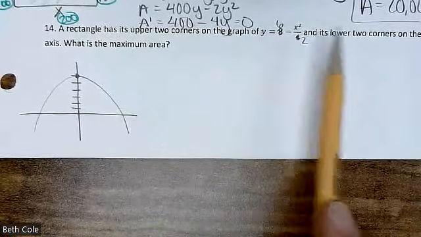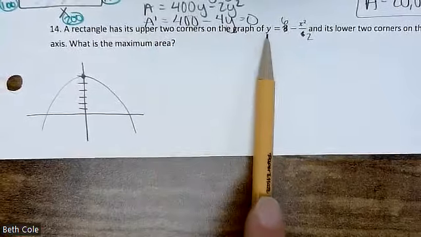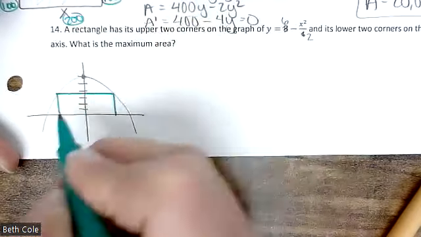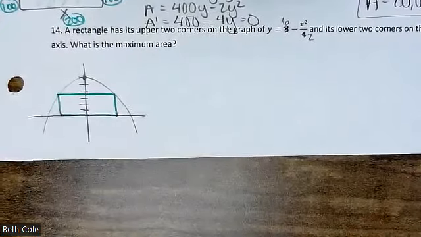All right, so there's our graph. The lower 2 corners are on the x-axis. The upper 2 corners are on that graph. So what we've got is a rectangle that looks something like this, and it has to stay within those boundaries.